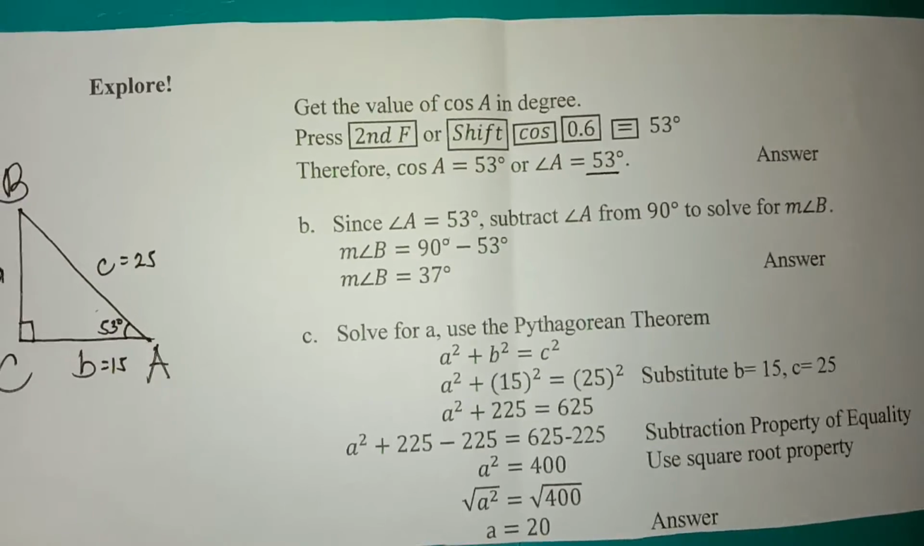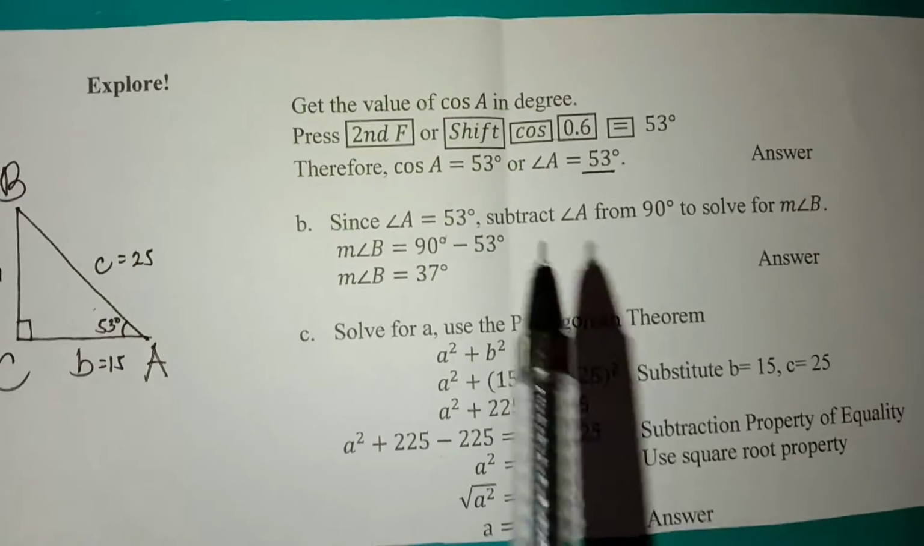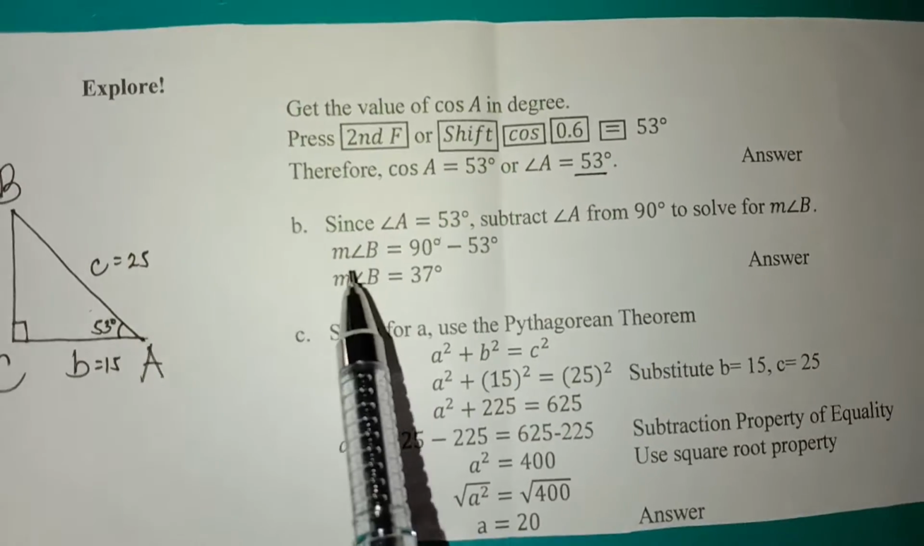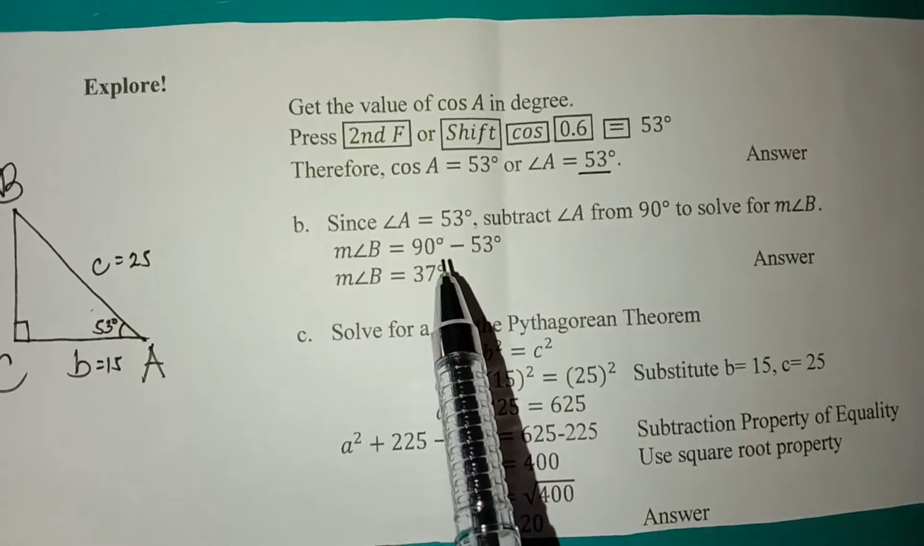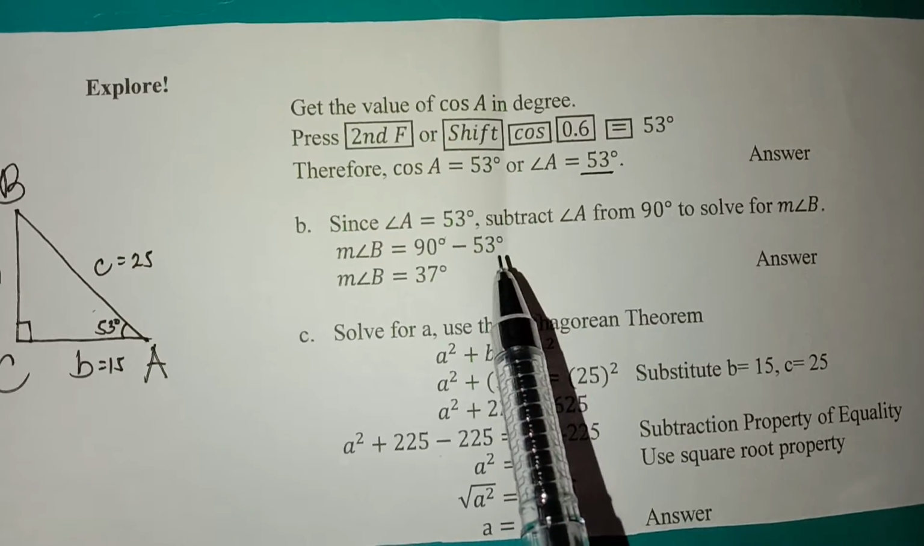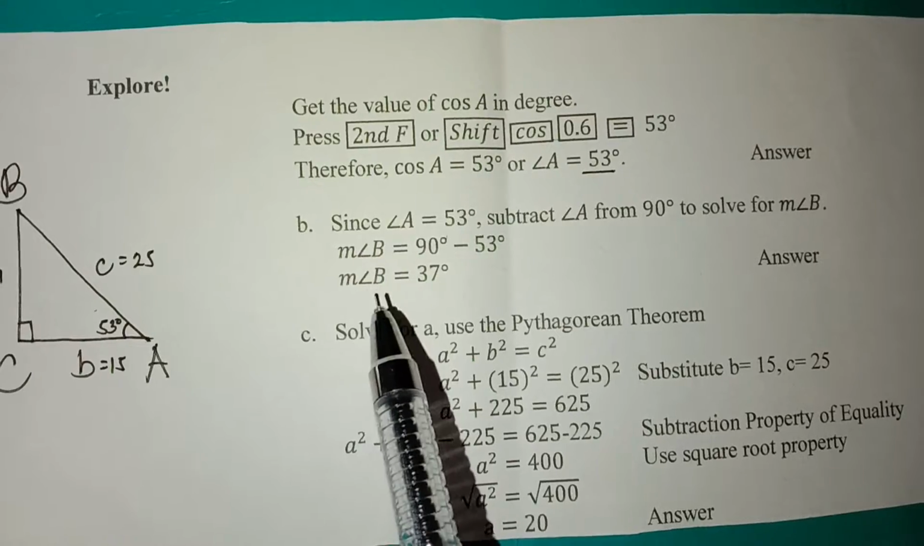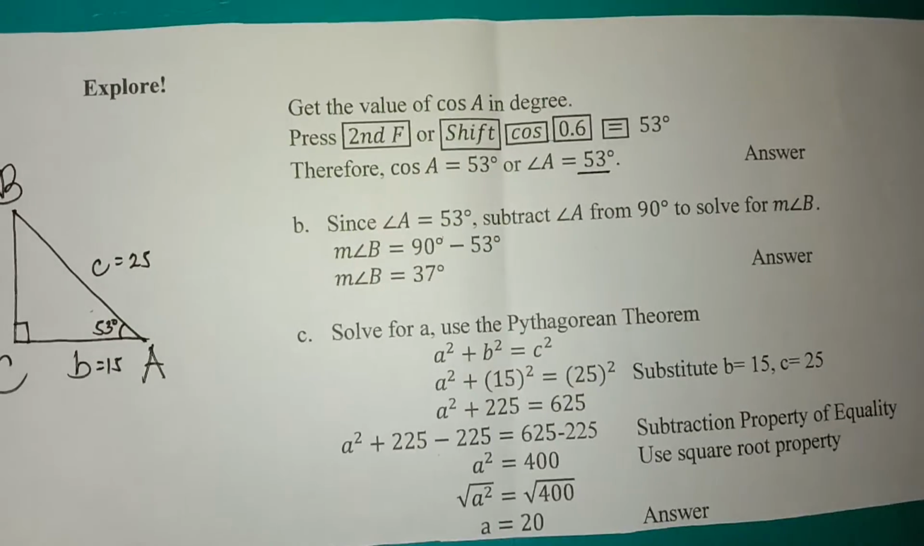Okay, but I have to demonstrate it so that you can see that it gives the same answer. So for the measurement of angle B, that is 90 degrees minus 53 degrees, we have the answer of the angle B, or the measurement of angle B, which is 37 degrees.